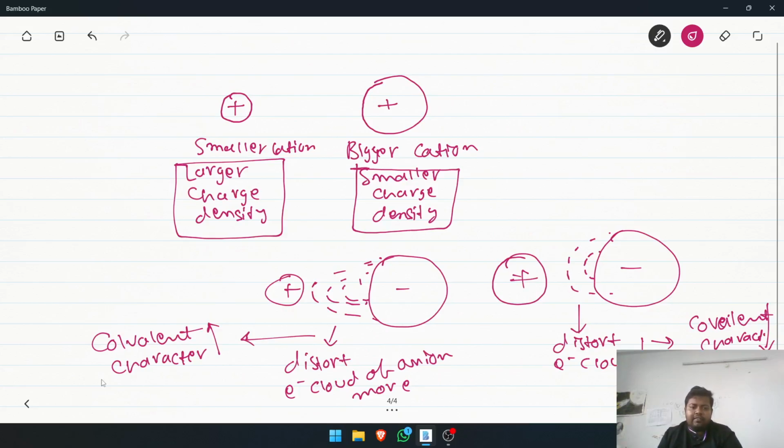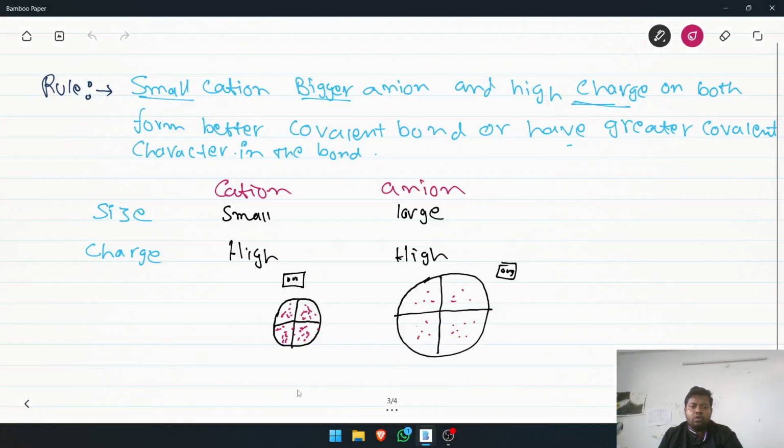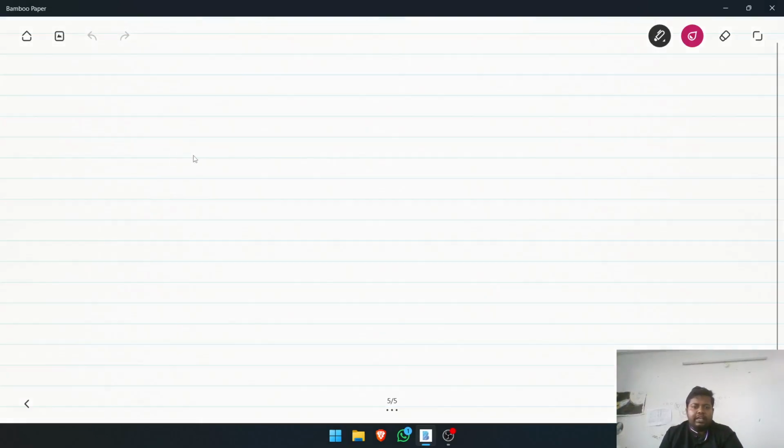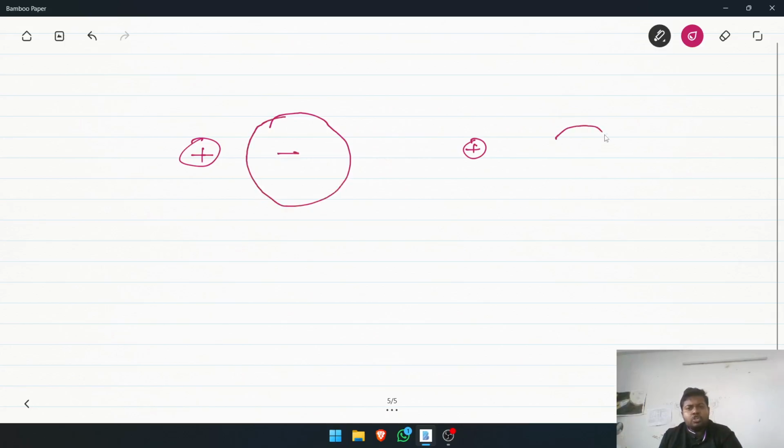So we have understood why, for a good covalent character in a bond, we need the cation size to be small. Let's understand why the anion size must be large. If we take the same size of cation for both cases, and one big anion and one small anion, like this is case 1 and this is case 2.